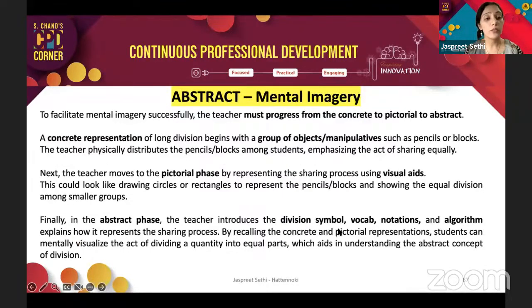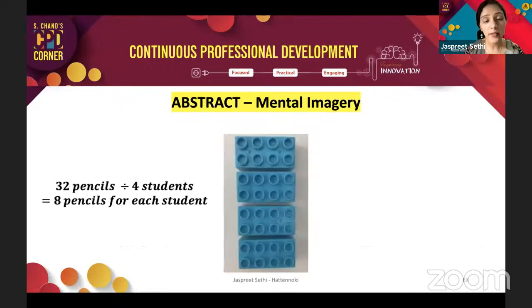So overall, that progression from concrete to pictorial to the abstract stage is very relevant in today's time. Our students are exposed to so much visual stimulus, and using that to our advantage is our job in today's time. So mental imagery for this kind of a picture would have been, if they had seen this, for them to be able to say, well, what am I trying to do here? Maybe I have 32 pencils and I'm dividing them among 4 people to see that that's 8 pencils per child.